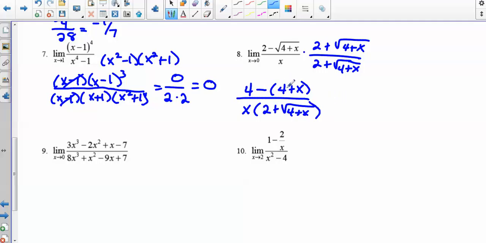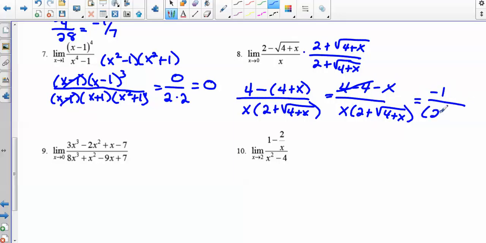So distribute your minus here. This is 4 minus x. So 4 minus 4 cancels. You have negative x now in your numerator. Negative x divided by x is negative 1. And now I have 2 plus square root 4 plus x. So now I can plug the 0 in, and I'll have square root of 4 plus 0, which is square root of 4, which is 2. So I get negative 1 over 2 plus 2, so I have negative 1/4.